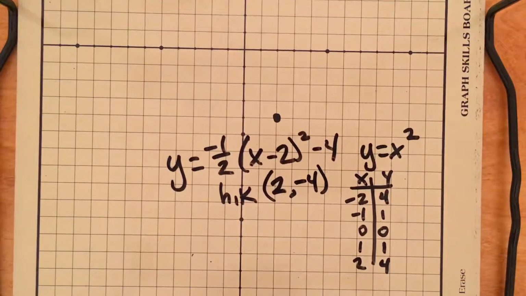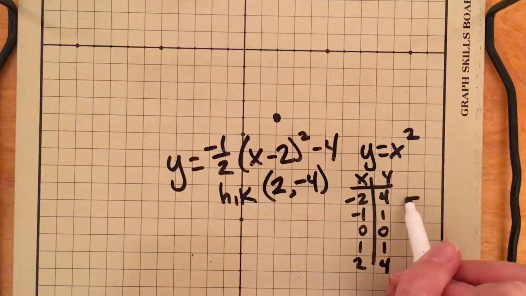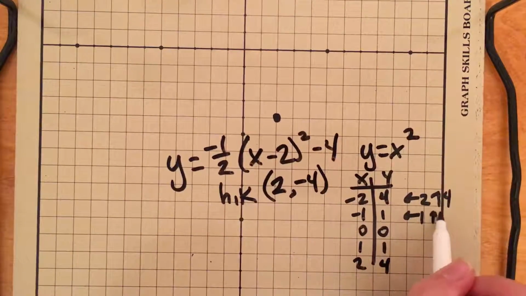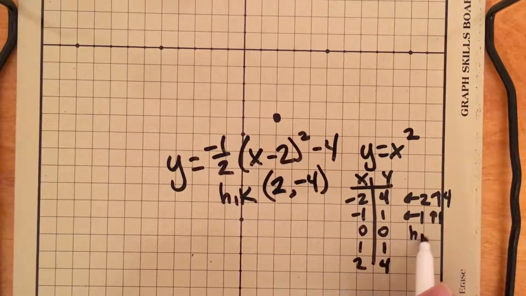So I'm just going to transform these basically into directions. If they're negatives on the x's, that means I'm going to go to the left, and if they're positive x's, that means I'm going to go to the right. And if any of these were negative, that means I would go down, but they're all positive. So I'm just going to kind of change it into arrows, is what I used in my class. So I'm going to go to the left 2 and up 4, left 1, up 1. This one's just going to be your HK point. I'm going to go to the right 1 and up 1, right 2, up 4.